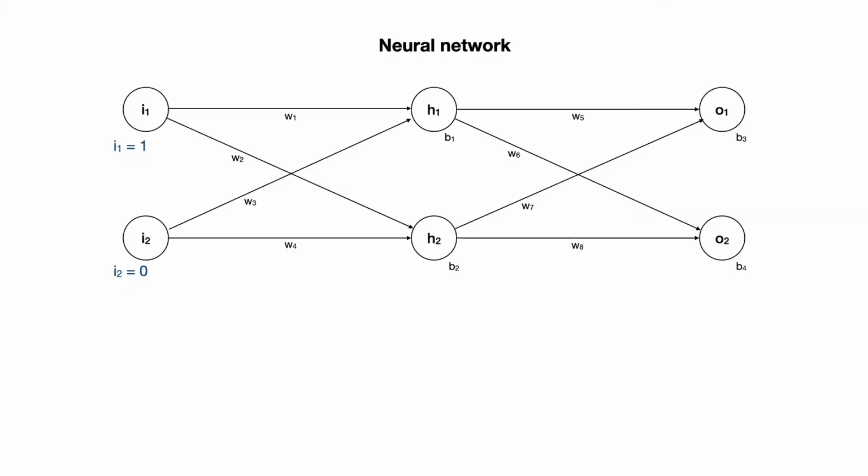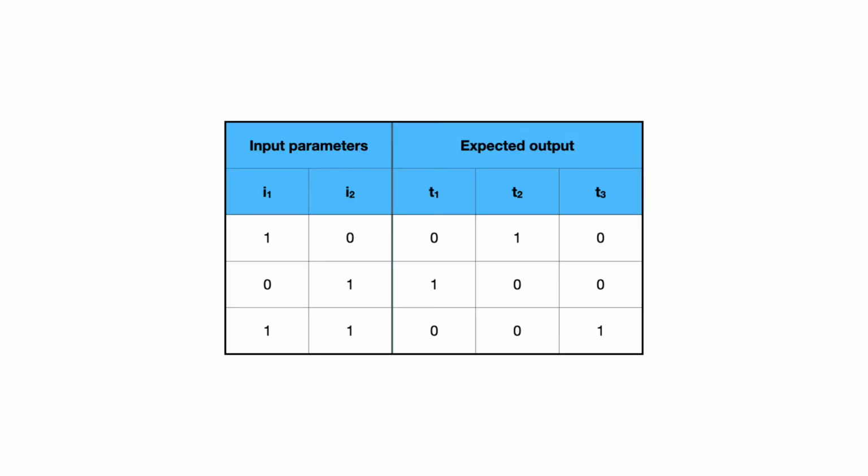Now I would like to talk about more training examples. So far we were working with a very simple network, 2 inputs and 2 outputs. What I would like to do now is to create a more sophisticated example. So we will have 2 inputs and 3 outputs and 3 sets of expectations. If we provide 1 and 0, then we expect that T2 is 1, others are 0. If we provide 0 and 1, then we expect T1 to be 1, the others 0. If we have 1, 1, then we expect T3 to be 1.